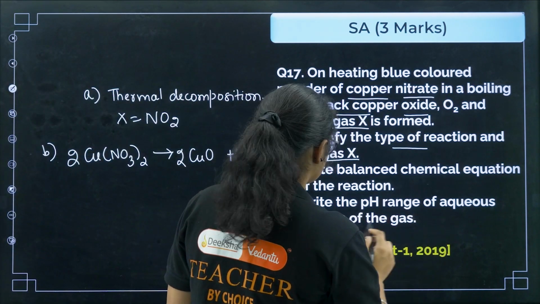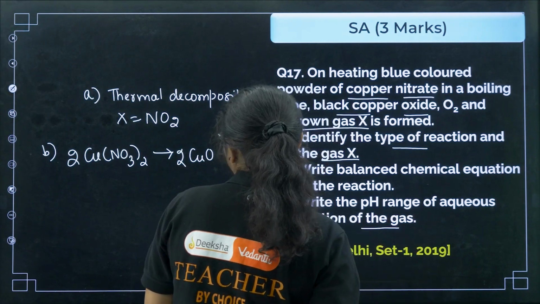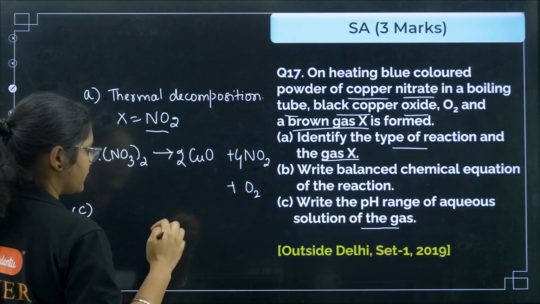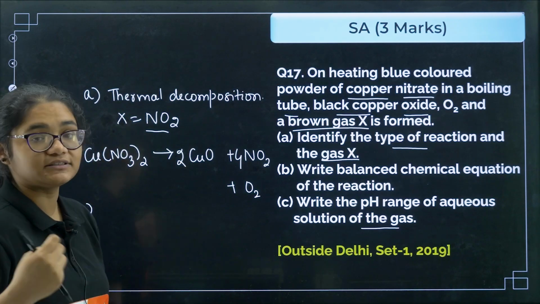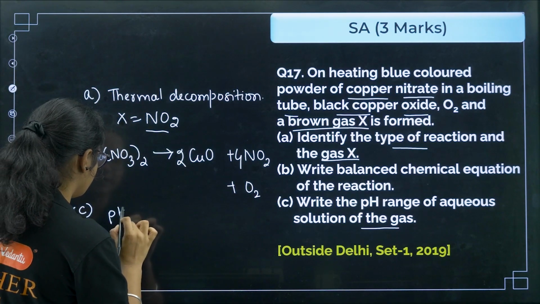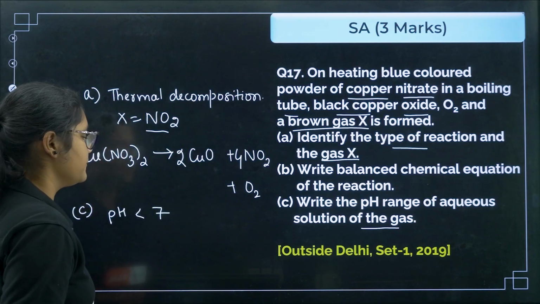Write the pH range of the aqueous solution of the gas. So NO2, when you dissolve it in water, it forms nitric acid, right? So acid will form, so the pH range will be less than 7.